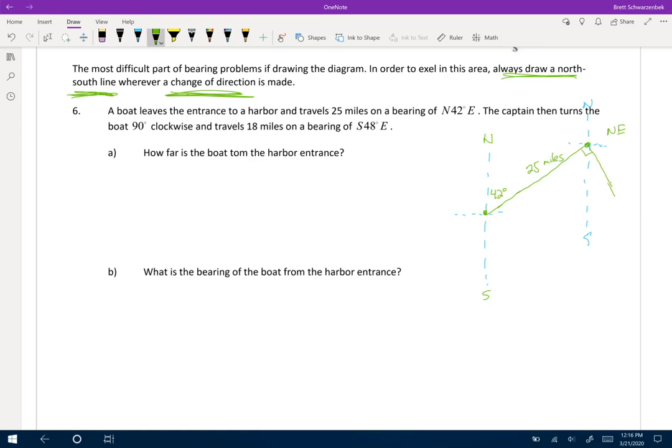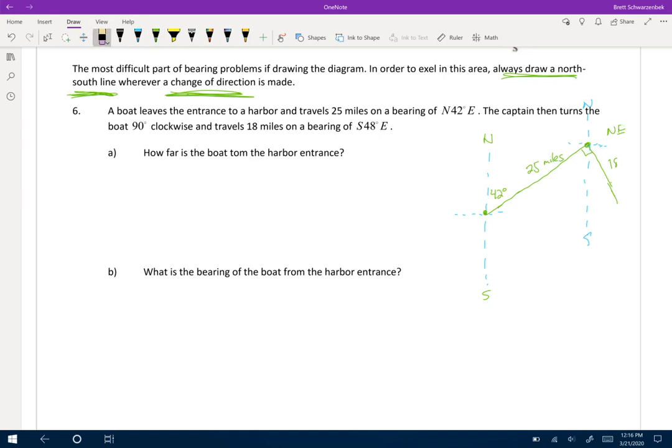And it says we're going to go 18 miles. All right, so we'll just do sort of an estimate of what that's going to be. So if we actually complete this, it says 18 miles and a bearing of south 48 degrees east. So this is where it gets tricky. We have to change our perspective.